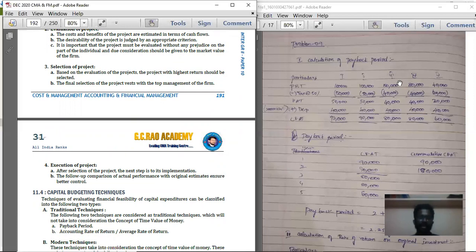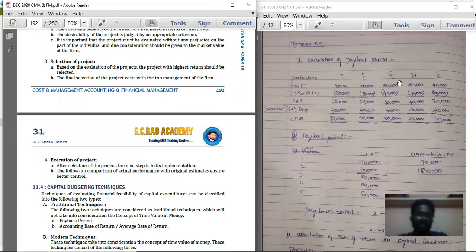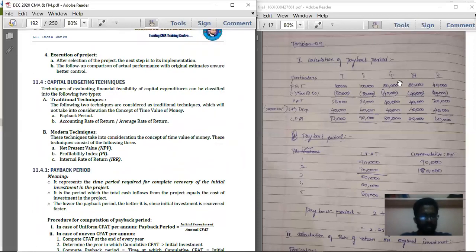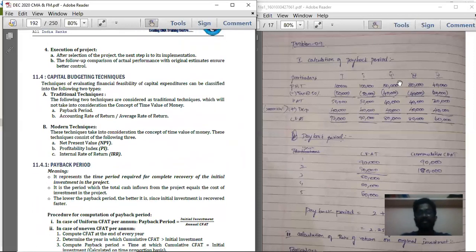Once the project has been selected, the next step is to implement the project. Till now we have understood what capital budgeting is. Capital budgeting is nothing but evaluating different projects. That is called capital budgeting in simple terms. So now, what are the different capital budgeting techniques?